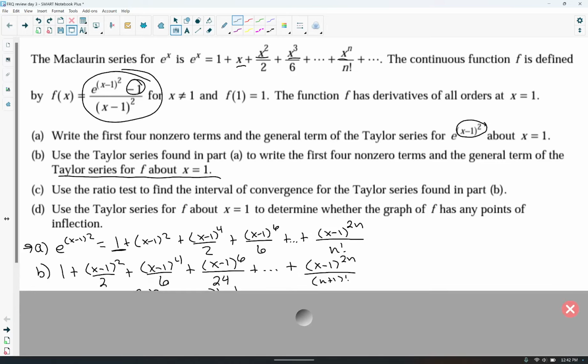Then, once we get rid of this 1, we're going to take everything and divide by (x minus 1) squared. So when we divide this by (x minus 1) squared, that's where we get this 1 right there. And then these powers are going to get reduced by 2. And then there's the general term.